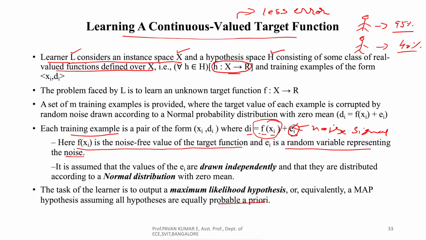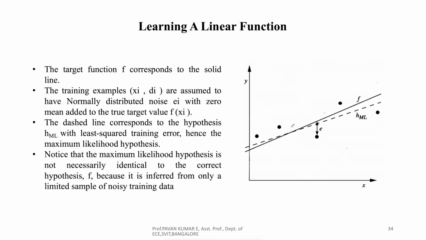Left and right it won't detect, but still your face data set has to be trained very well. So that we call the maximum likelihood hypothesis. It will try to represent what is the noise signal over there. I hope you have understood this.